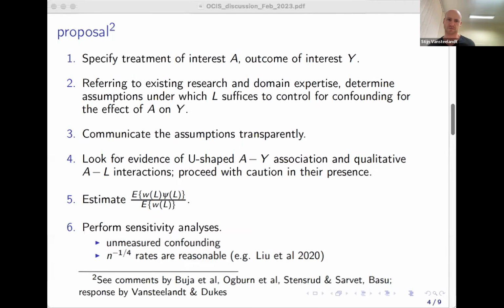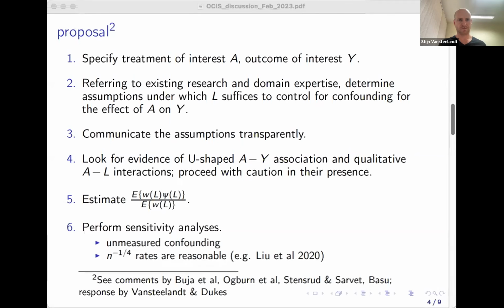Then the third step would be to communicate these assumptions really transparently, and especially to communicate the ways in which they might be violated. So if there's any uncertainty about whether L suffices to control for confounding, or about whether L might include instruments or colliders, that would be something you put forth in the most transparent way possible.